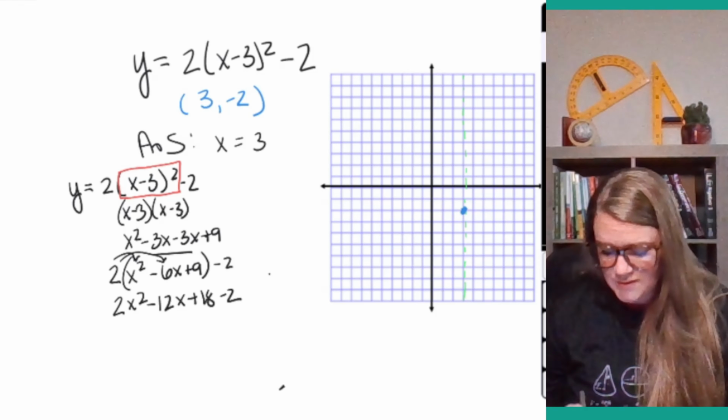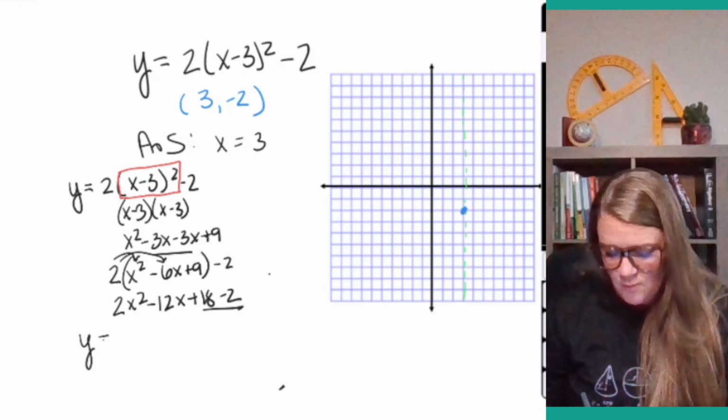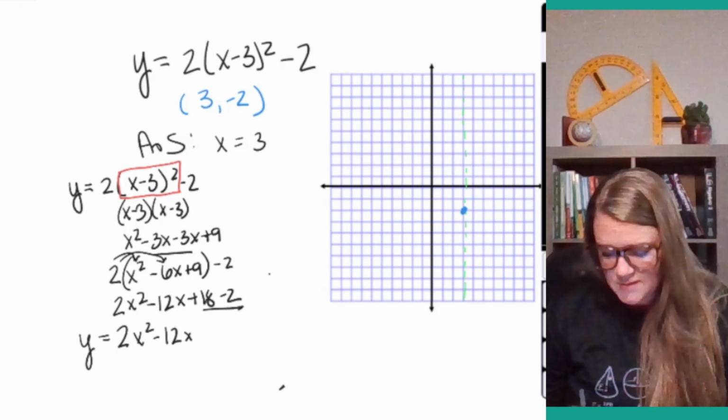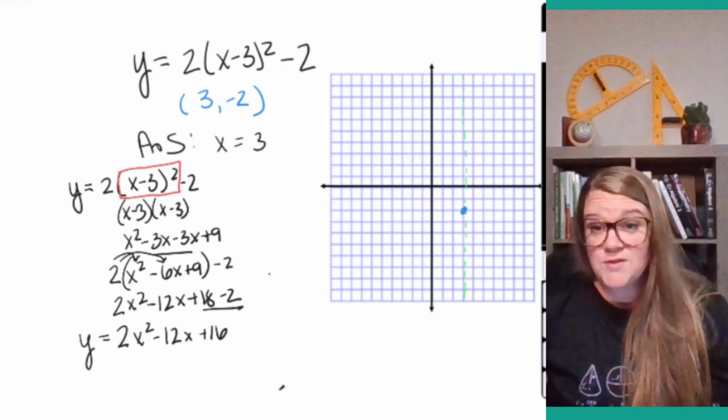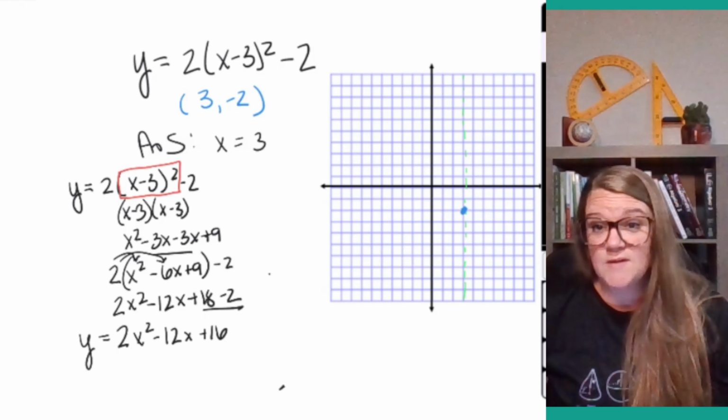And my last step is to combine those like terms. I'm going to get my y back. Y equals 2x squared minus 12x. Positive 18 minus 2 gives me a positive 16. This is standard form. And now let's use standard form to find out something about this function.